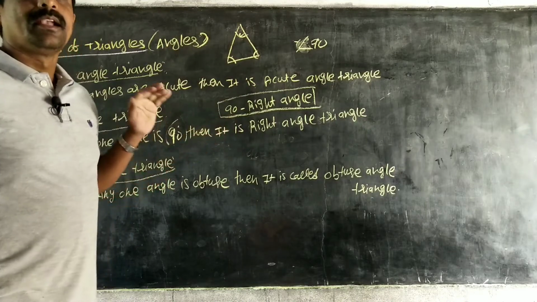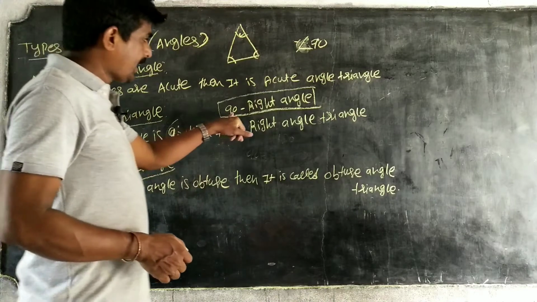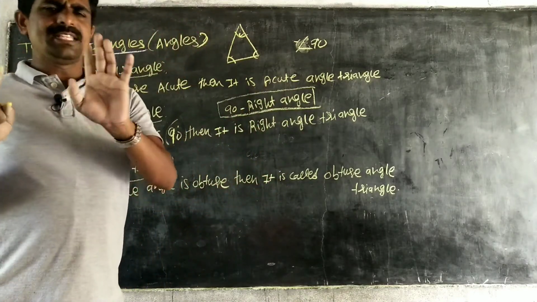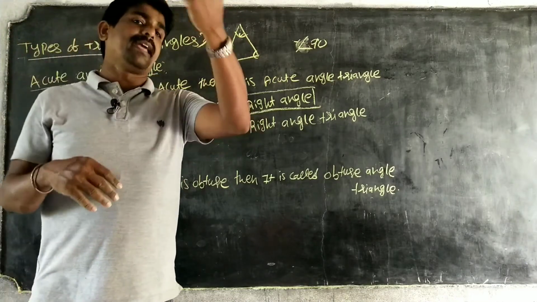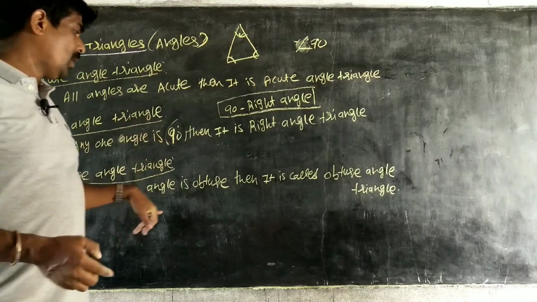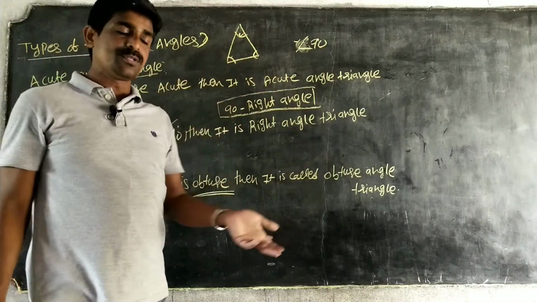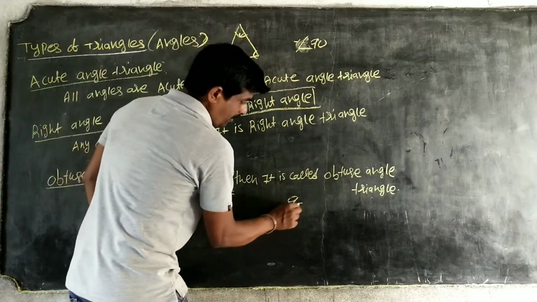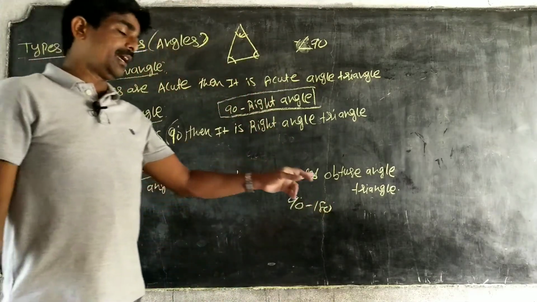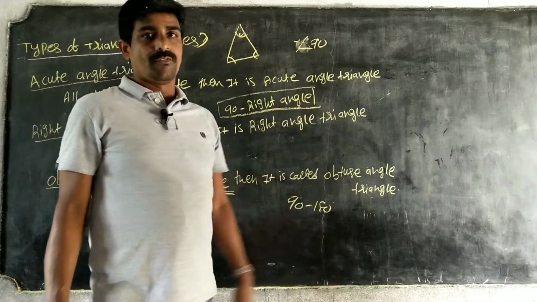Next, right angle. Right angle means 90 degrees. If in a triangle only one angle is 90 degrees, then it is called a right angle triangle. Next, obtuse. In a triangle, if only one angle is obtuse, then it is called an obtuse angle triangle. What is obtuse? Obtuse means between 90 and 180 degrees, not exactly 90, not 180.